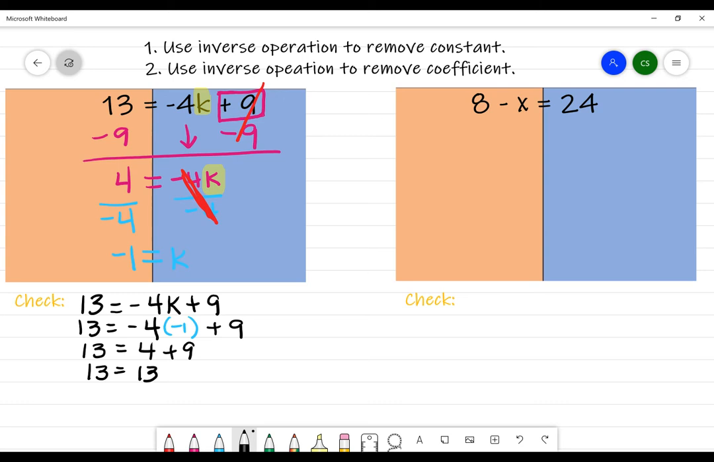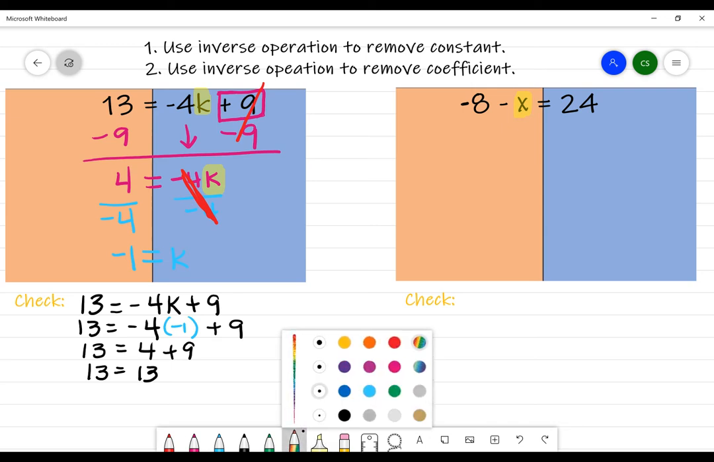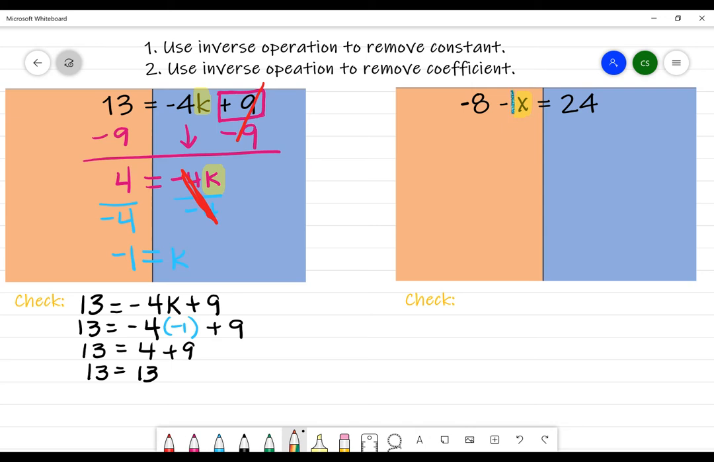All right, and our last example. Negative 8 minus x is equal to 24. So I want to isolate the variable x. So what's happening to it? It's being multiplied by a negative 1. Remember, if it's not a number in front of the variable, it's an imaginary number there. But that minus sign makes it negative. So it's being multiplied to a negative 1, and negative 8 is being subtracted from it.